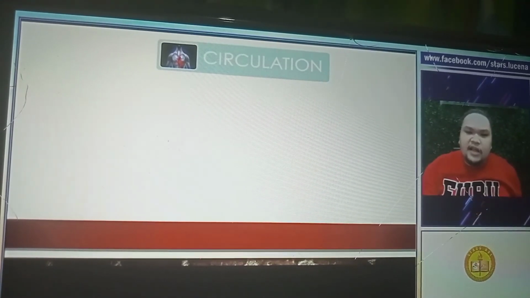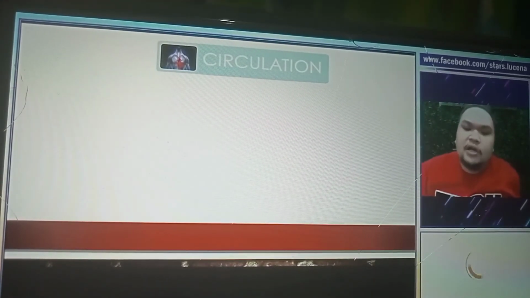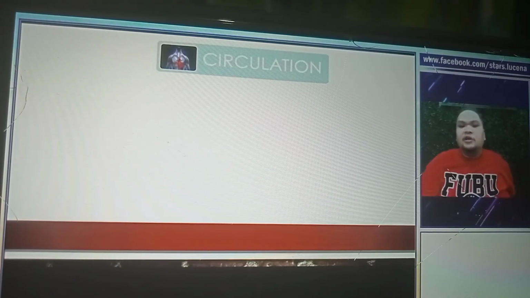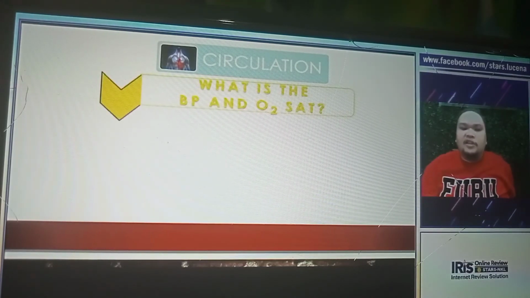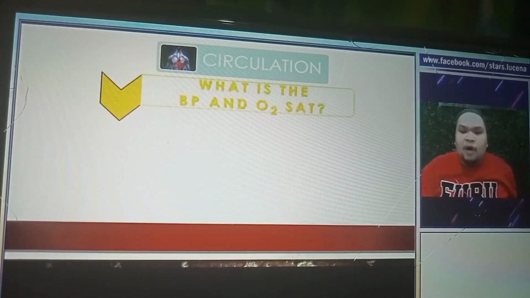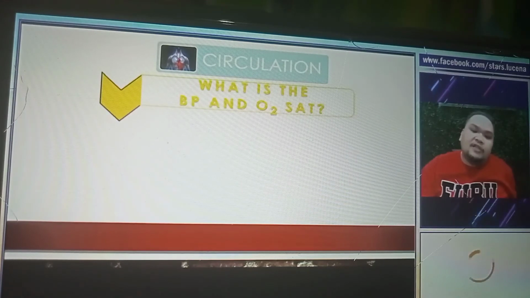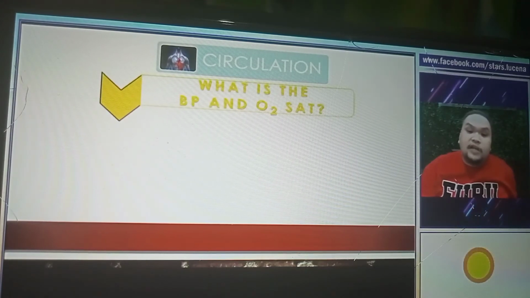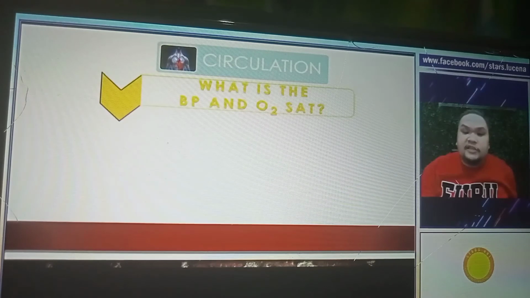After letter B, you will now check for letter C. And what is letter C? C for circulation. So, the question now of the team leader would be, what is the BP and O2 sat? Okay, if you notice, bakit natin i-check ulit si O2 saturation dito? Binention na natin siya saan?